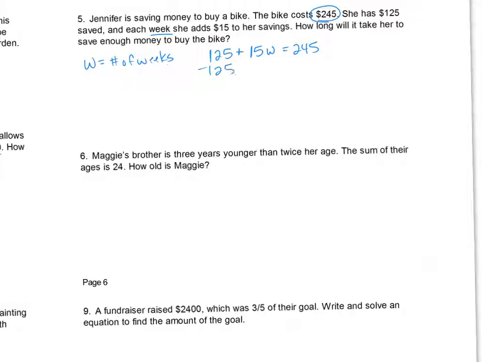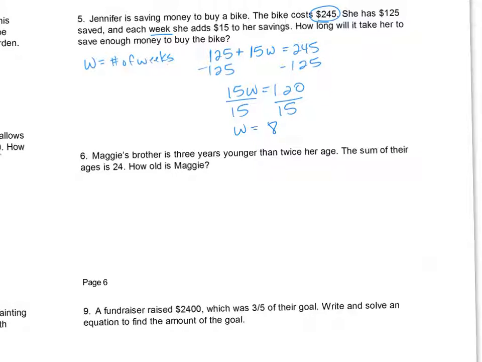So if we subtract 125, so 15W equals 120. If we divide by 15, if you don't have a calculator handy, you may want to grab one just to make it easier for you. So it would take her 8 weeks in order to have enough money to buy the bike.